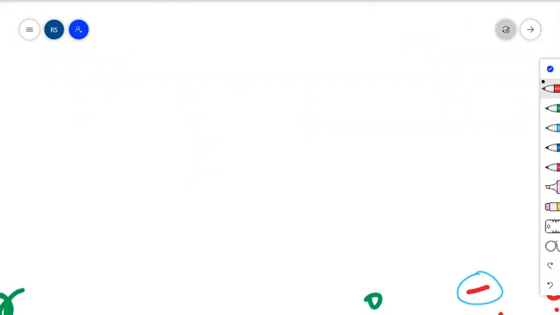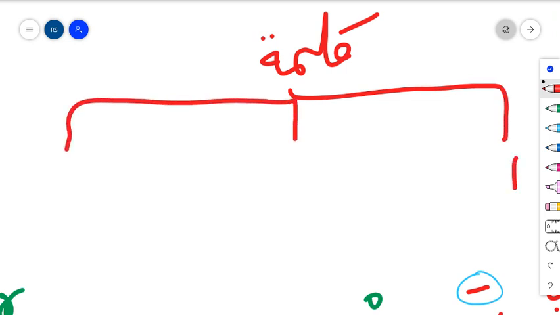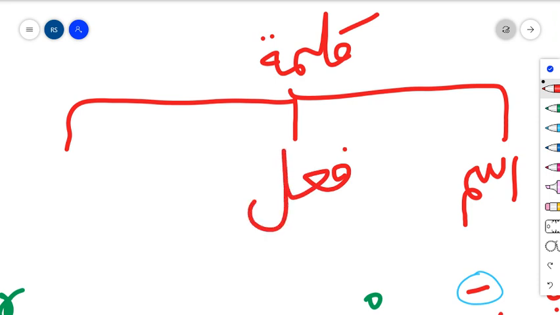So the word in Arabic is called kalima. Kalima has three types. First is called ism, which is known as noun in Arabic. Second is fail, which is known as verb in English. And the third one is harf. Harf includes prepositions, conjunctions, interjections. These are included in the category of harf.